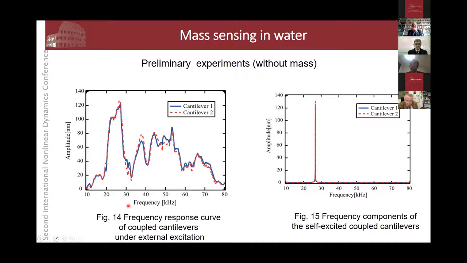Figure 14 is a frequency response curve under conventional external excitation. Because there are many spurious peaks due to the viscosity of the measurement environment, it is not possible to detect the natural frequency or eigenmode. On the other hand, figure 15 shows the Fourier transform analysis of the self-excited oscillation. The vertical and horizontal axes indicate the amplitude and the response frequency of the coupled cantilevers respectively. It is confirmed that the coupled cantilevers are self-excited with a single frequency, which corresponds to the first natural frequency.